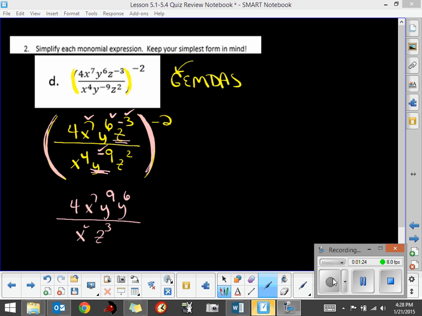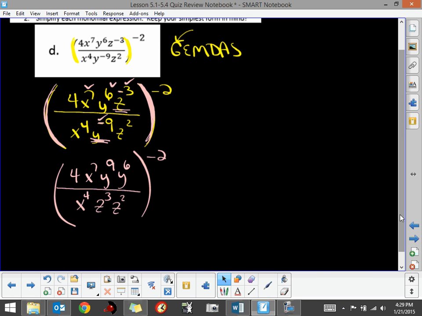I've got an x to the 4th down there yet and a z squared, and that's all raised to the negative 2. So really in this step, all I've done is try to eliminate all of my negative exponents here and here. So these came down and those went up. Everything else stayed the same.